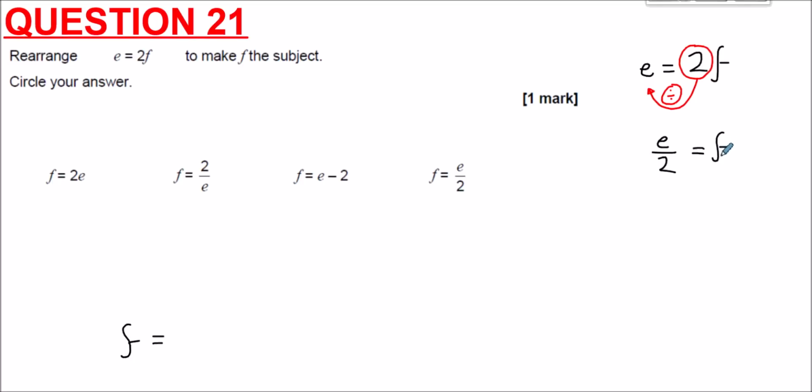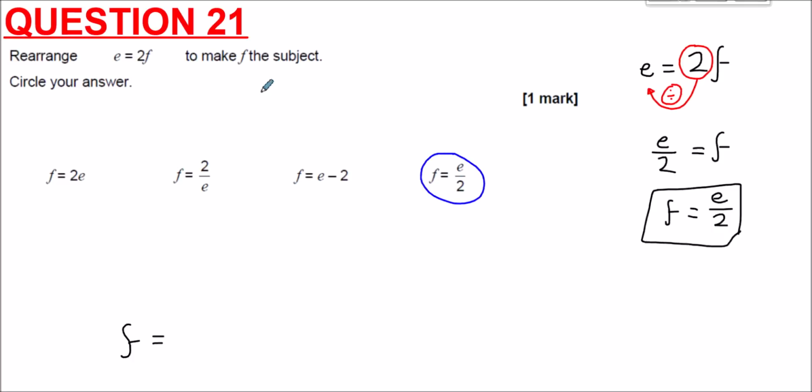But to make F the subject, we need to write this in the form where F is first. So if we just switch around the order that it's written in and say that F equals E over 2, then we've got it. And so it's whichever one of these 4 options is the same as F equals E over 2. So it's got to be this one here, the last one. So we circle the last one for question 21.